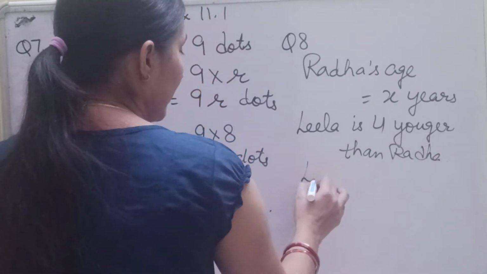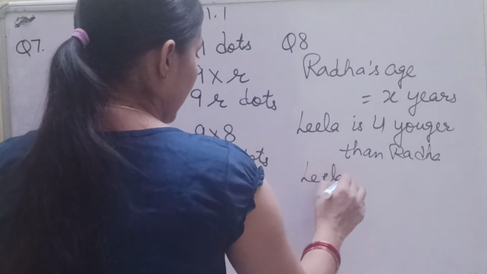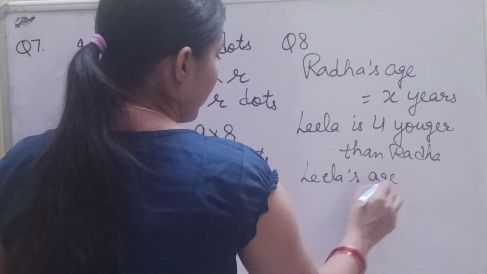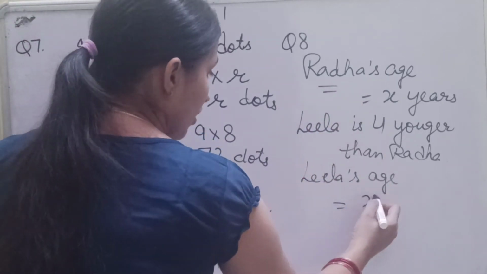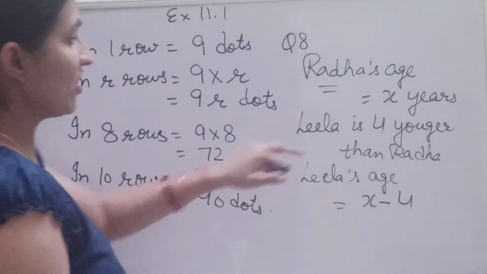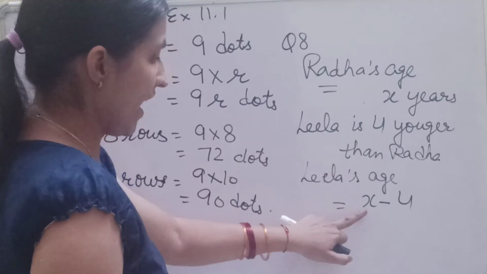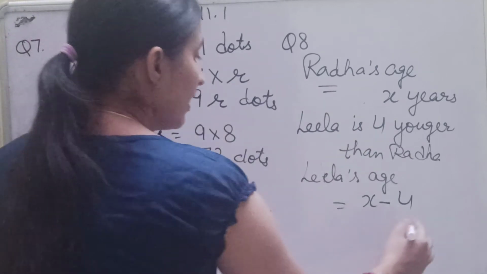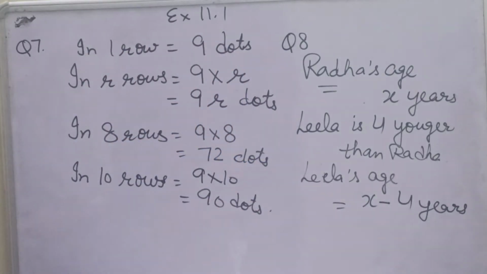So how will we find the age of Leela? From Radha's age, we will subtract 4. So Radha's age is given as x years. So x minus 4 years will be the age of Leela. So this is your question number 8.